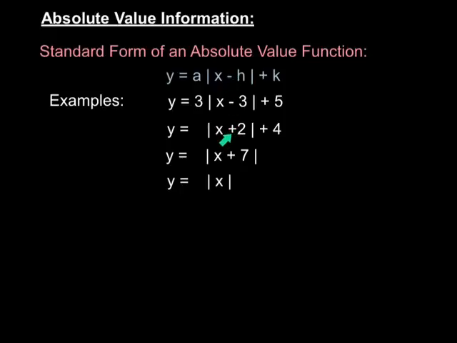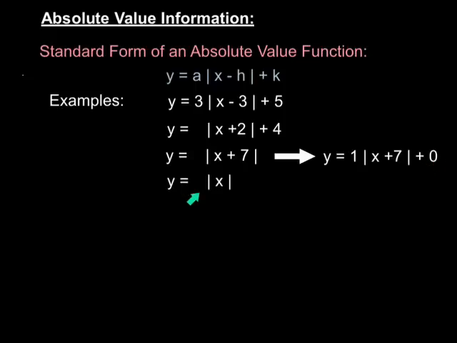The negative h would be a positive 2, and the positive k would be a plus 4 for this example. For our next example, again, there's no number for a, so that would mean that's a 1. For the negative h, it would be a positive 7. And for the positive k, there's nothing here, so this is actually a plus 0. So let me show you what that looks like. If I fill in the gaps here, the a is a 1, the negative h would be a positive 7, and the k, since there was nothing at the end of the absolute value, would be a plus 0. So even though you don't see numbers, there are actually numbers here.